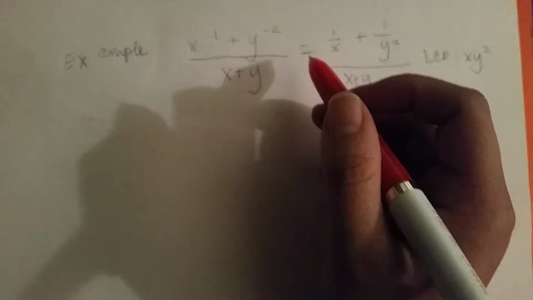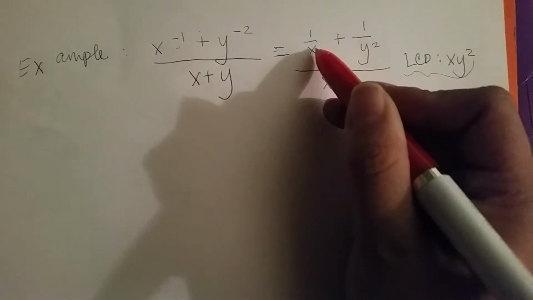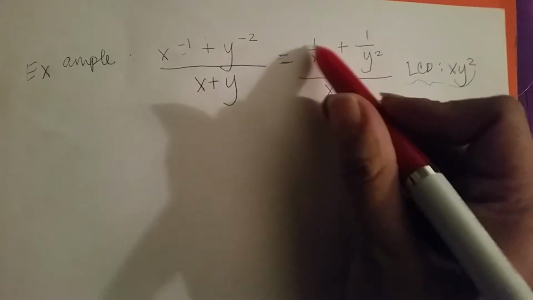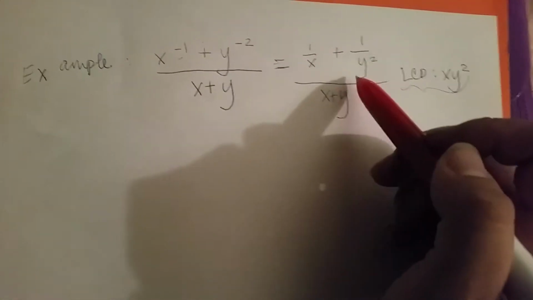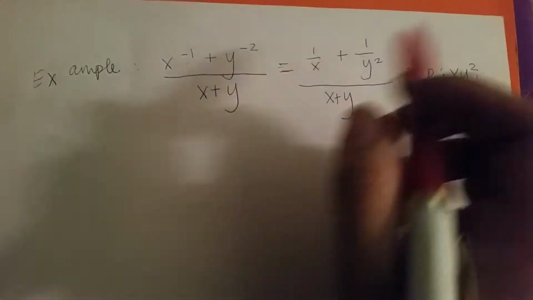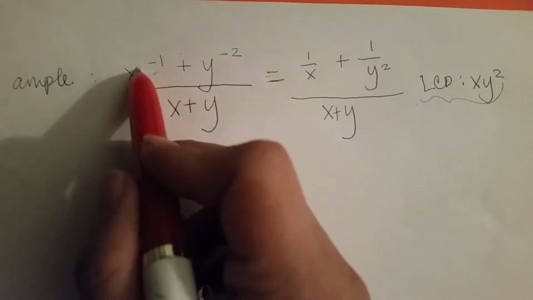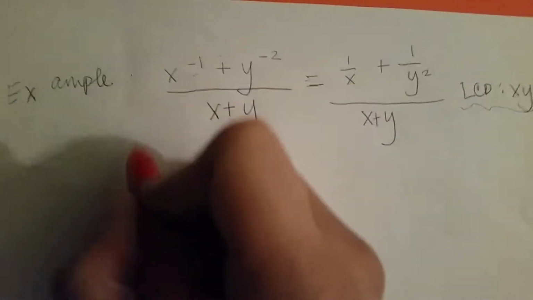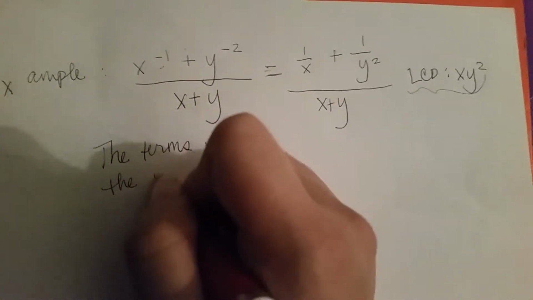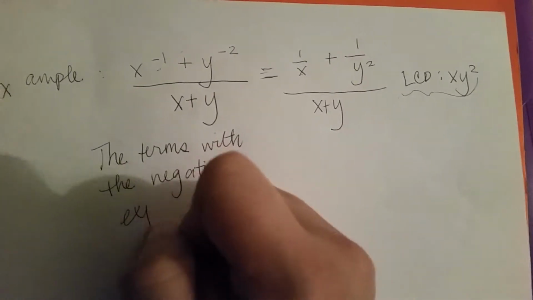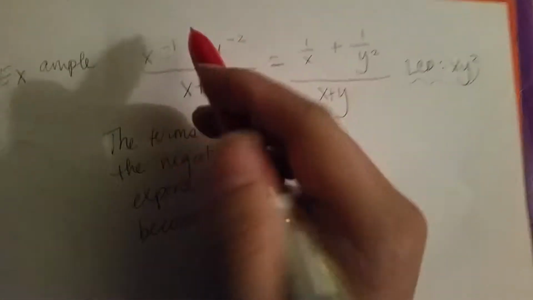However, if you notice, our LCD consisted of the reciprocals of our fractions. In order to eliminate our fractions, we had to find the reciprocals of each one. So the reciprocal of 1 over x is x, and the reciprocal of 1 over y squared is y squared. But where did these fractions come from to begin with? Well, they came from the terms with the negative exponents. The terms with the negative exponents become fractions. They're the only ones that become fractions when we simplify them.